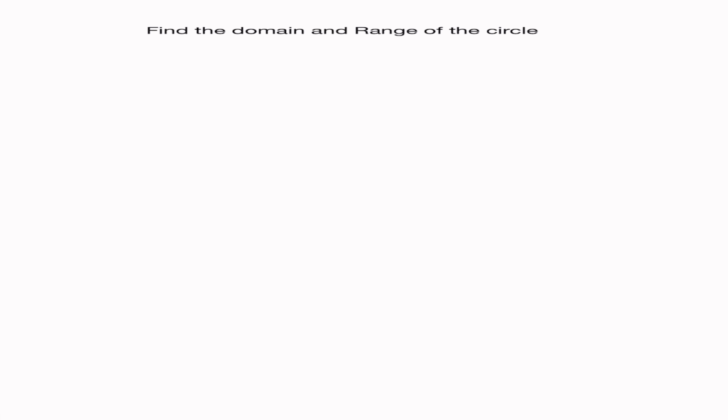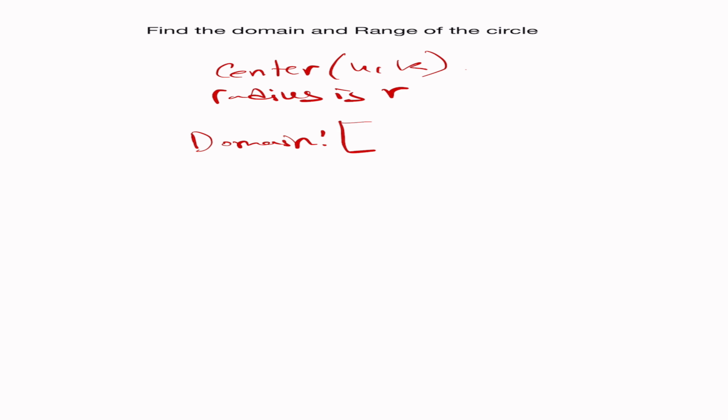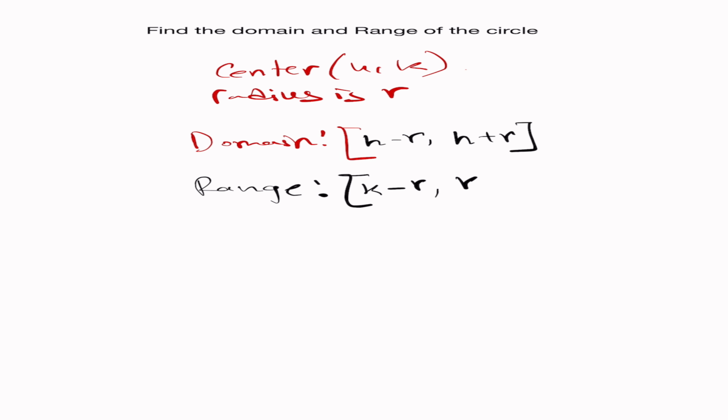Let's find the domain and range of a circle. So let's say you have a circle; what is the domain and range? Let's say the center is h comma k and the radius is r, right? So our domain is going to be simply a closed bracket, circles always have a closed bracket domain: h minus r comma h plus r, and the range is going to be simply k minus r comma k plus r. Okay, all the time, no matter what.